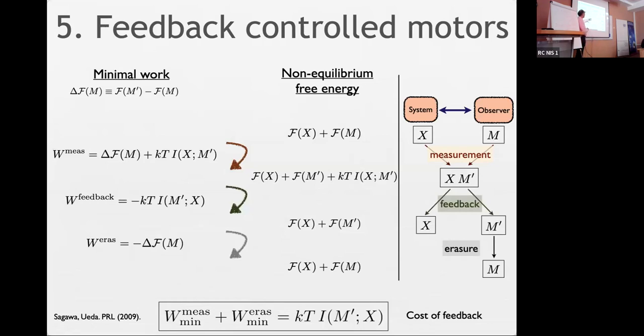Now this analysis also tells you something about the feedback, and this is an interesting thing that I realized months ago. Yesterday we saw how you achieve the maximum extracted work by doing this reversible protocol and so on. But here there is another condition. To extract the maximum amount of work, you have to remove all the correlations between the daemon and the system.